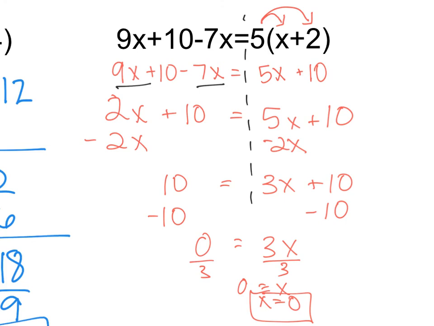So that one was a complicated one, but we followed our steps. We distributed. We combined like terms. Then we did our order of operations backwards. We got our variables on one side and solved.